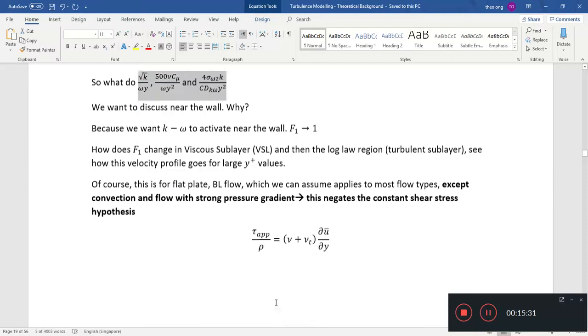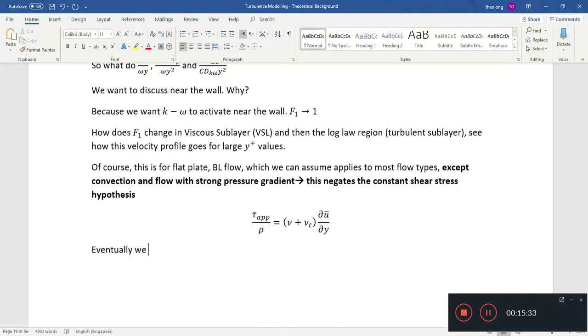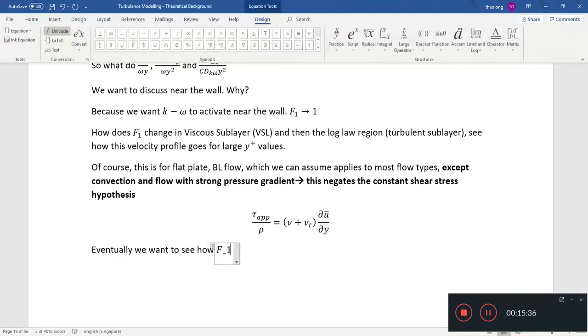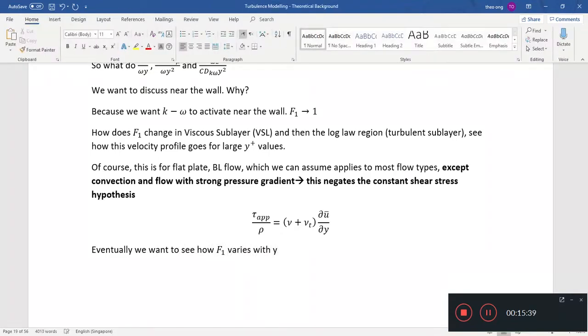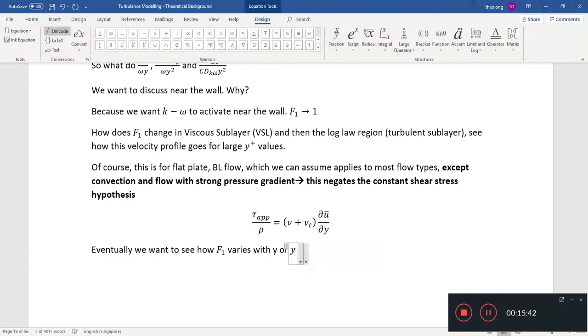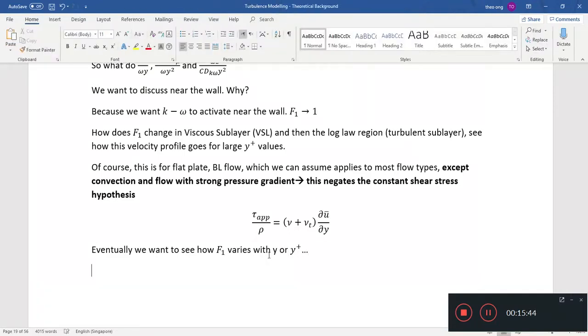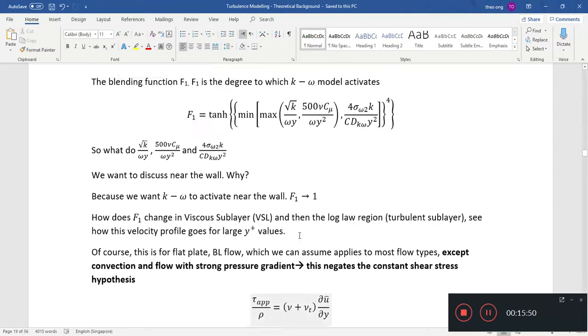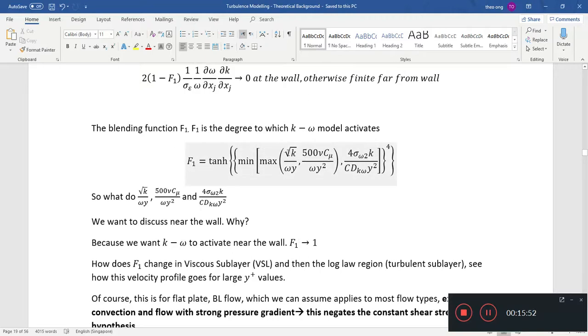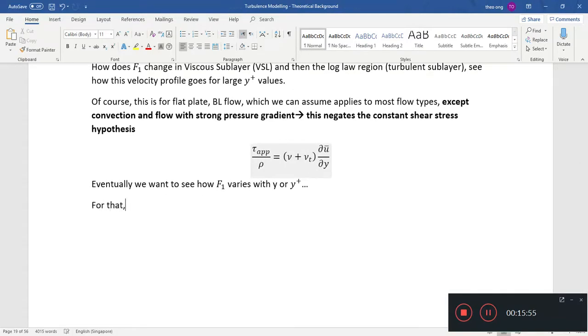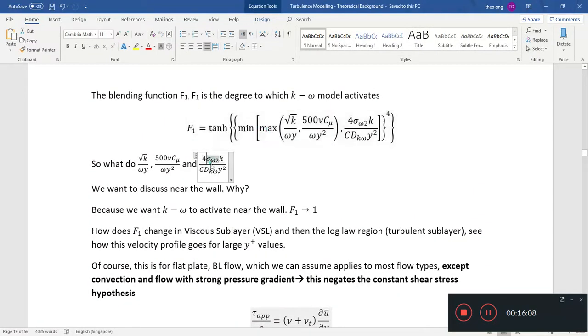Because you want to eventually see how f1 varies with y, or at least y plus, right? So that's very important. It just gives you a visualization of how this blending function works. So for that, we need wall functions for k and omega.